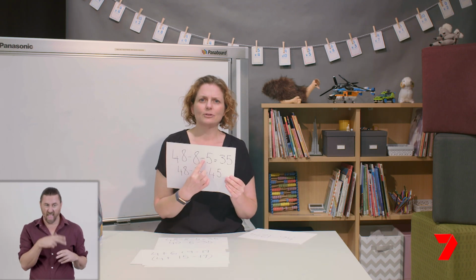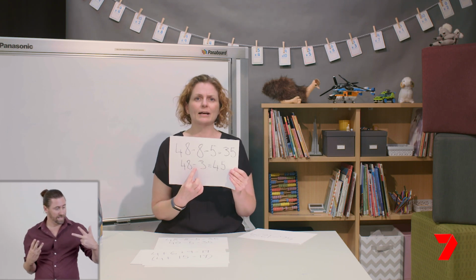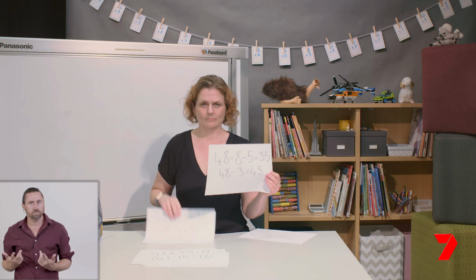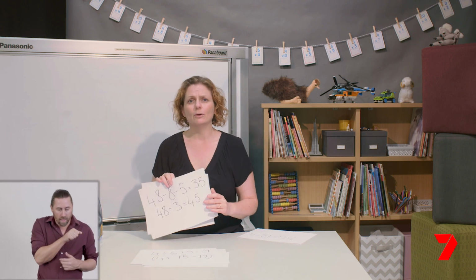But 8 subtract 5 is 3. So 48 subtract 3 is 45. We get different answers. So the order in which you perform the operations makes a big difference. We see the same thing when we operate with division.